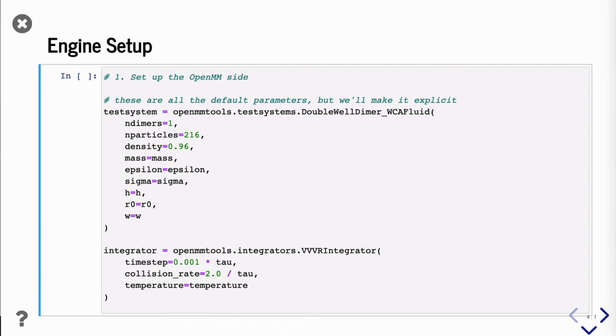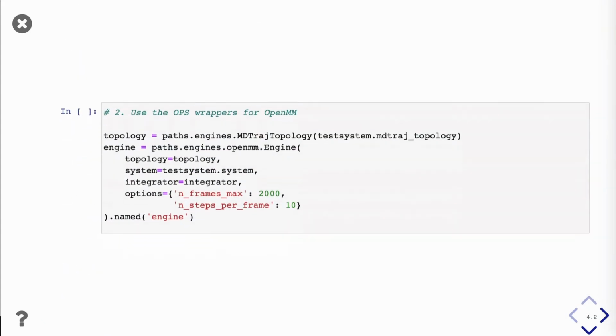So now we're going to work on setting up our engine. The first thing we have to do is set up the OpenMM side of that. So we'll use the openmmtools.testsystems double well dimer in a WCA fluid test system. We tell it we're going to have one dimer in 216 particles total, density 0.96, and then all of these other parameters are just what we defined them as previously. We'll use the VVVR integrator. Note that our time step and collision rate are defined in terms of tau, our unit of time, and then we'll use that temperature that we talked about earlier.